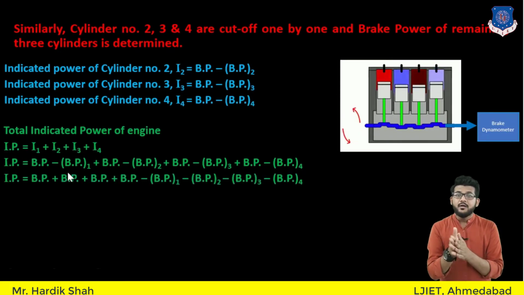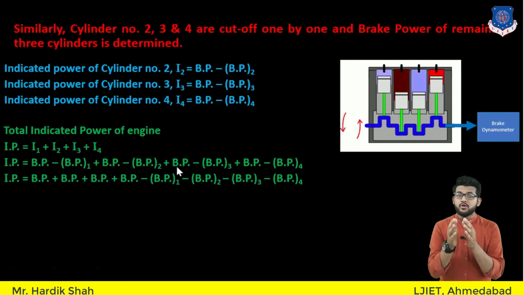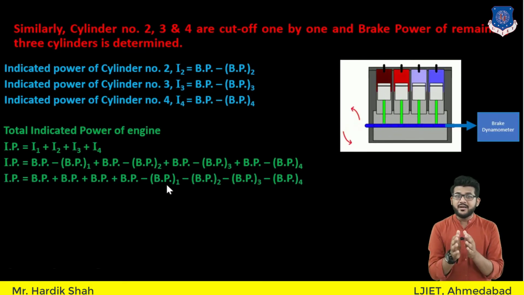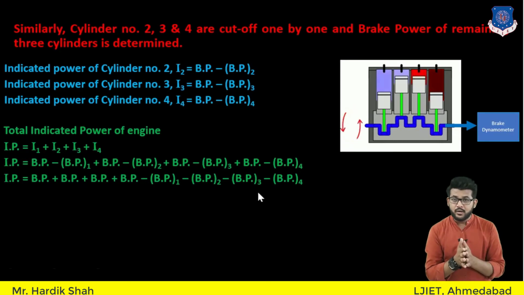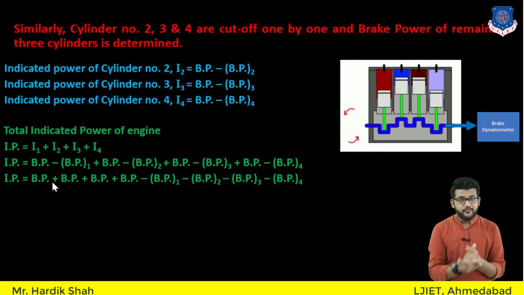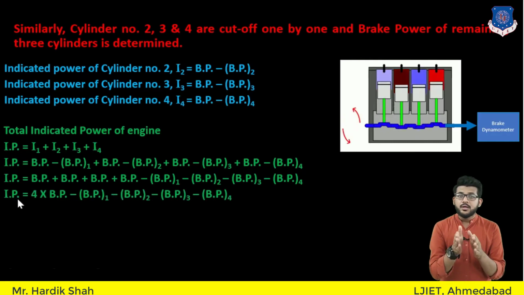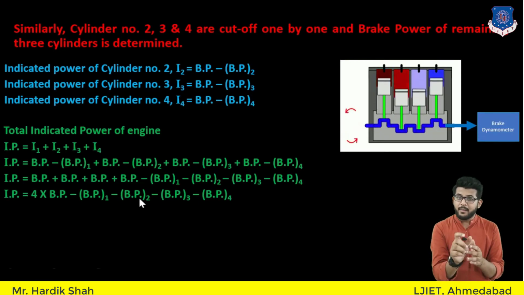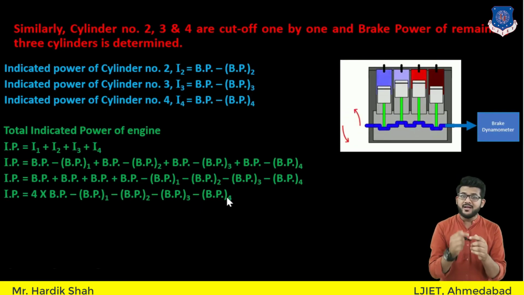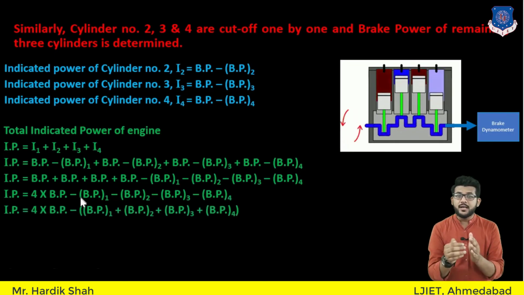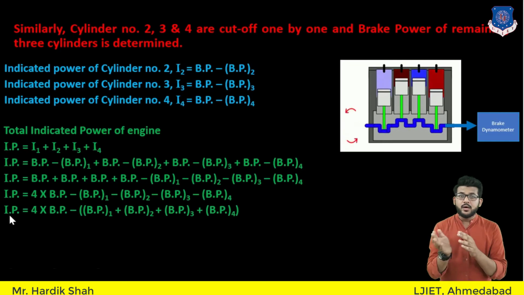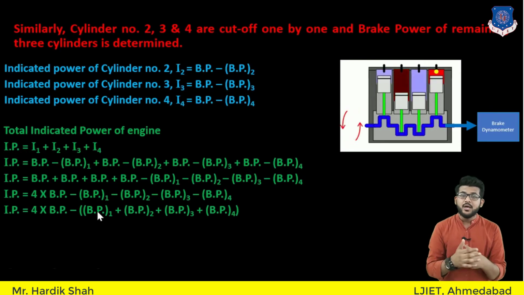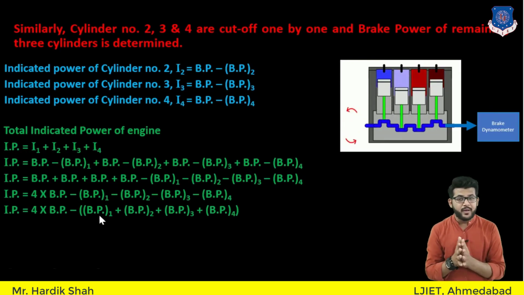Okay, so by doing that, we have brake power over here. Because it is all positive, we have taken it on one side, and whatever is negative we have taken on the second side, that is brake power 1, 2, 3 and 4. Okay, so here we have 4. So we can say that IP, the indicated power, is equal to 4 times brake power minus brake power 1, that is BP1 minus BP2 minus BP3 minus BP4. So here I can take the minus sign, and that 4 is common. So you will get the formula of IP, that is 4 times brake power minus the summation of brake power 1, 2, 3 and 4.